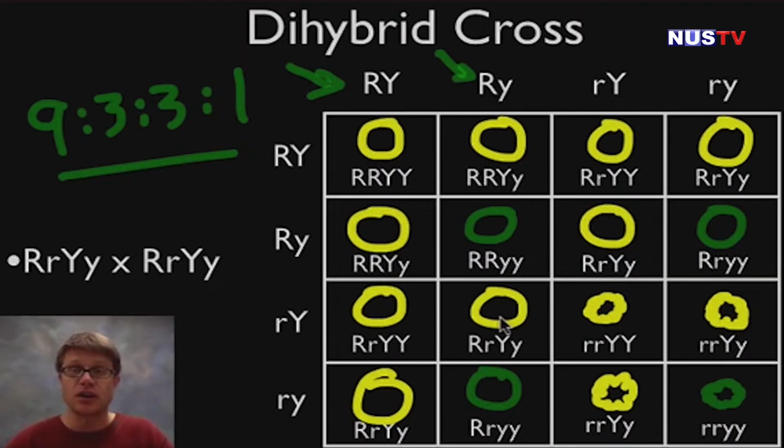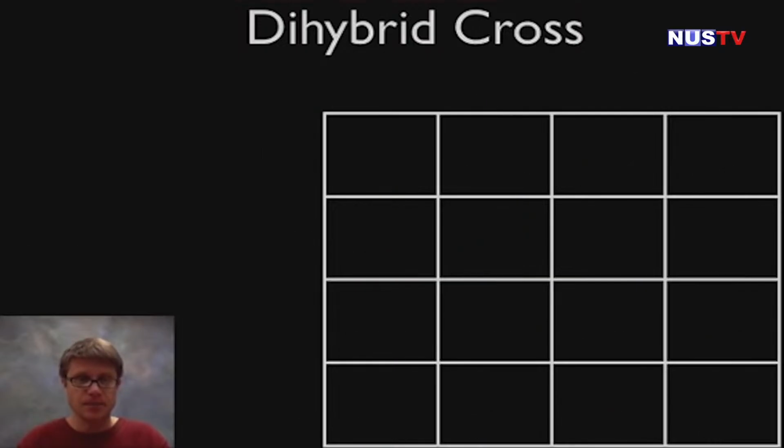You're rarely going to have to draw a dihybrid cross, but it's important that you understand the concept of it because most of the traits inside your body are not caused by one gene, they're caused by multiple genes. So how tall you are is caused by probably a dozen different genes inside your body. So you can imagine how big the Punnett square is going to be for that.